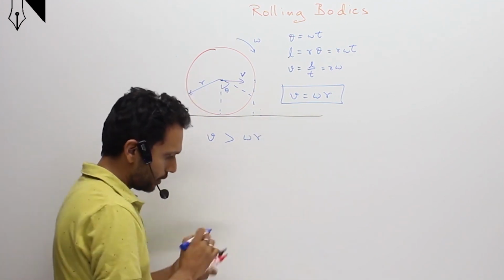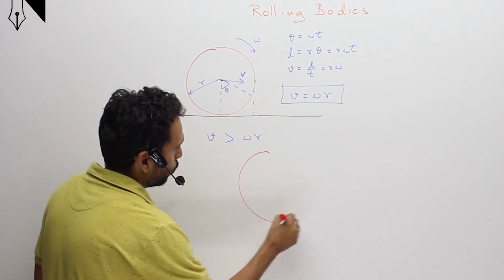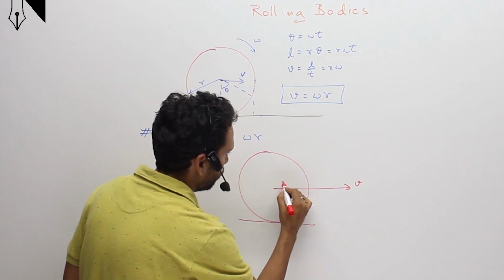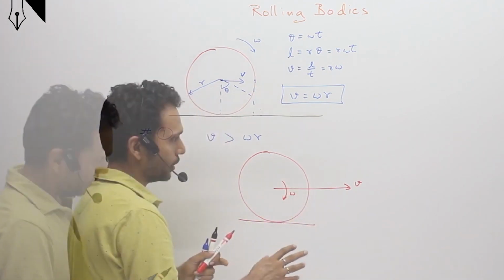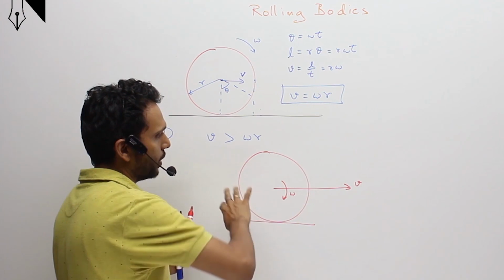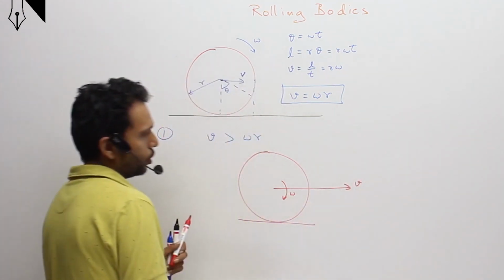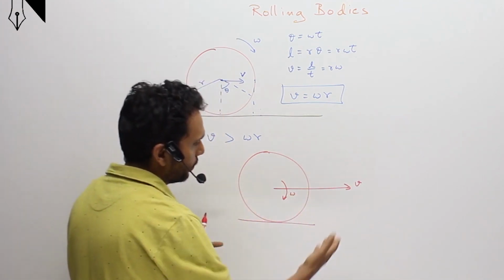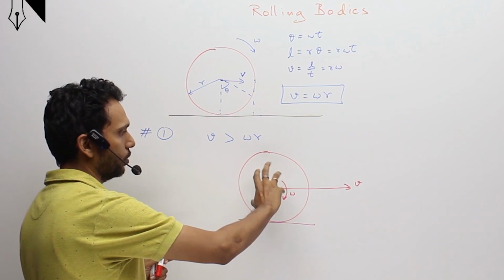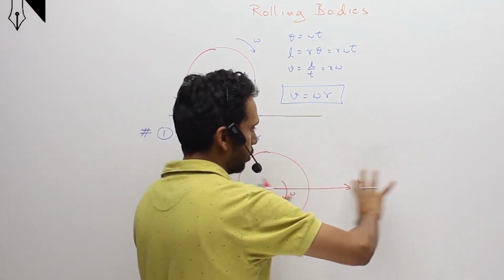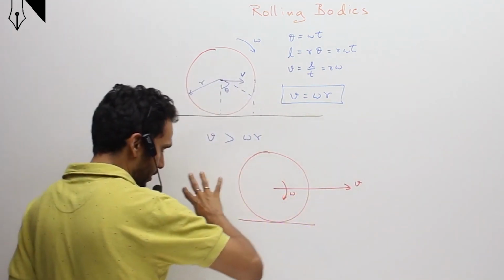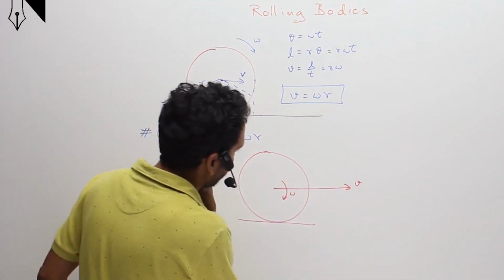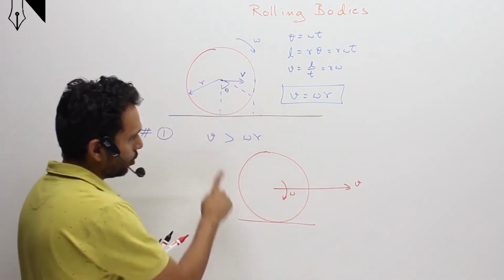What's happening over here? It has got a large V but a small omega. So it's not rolling much, but it is just slipping on the surface. Say a car wheel on a slippery surface, where you have already applied the brake and the rolling is not happening, but still, due to its inertia, it's going forward. So it's skidding or slipping, and not rolling much. So V is greater than omega R in this case.